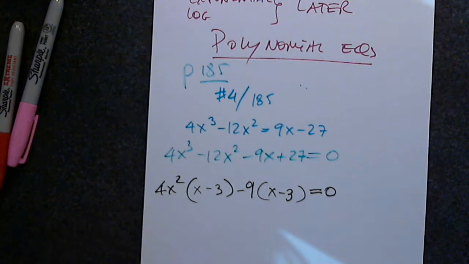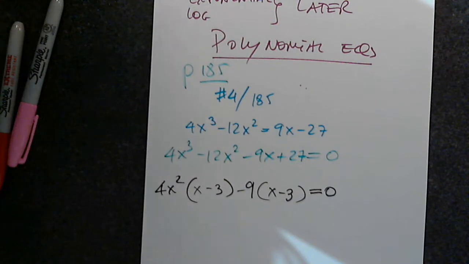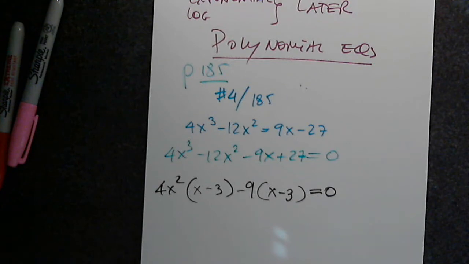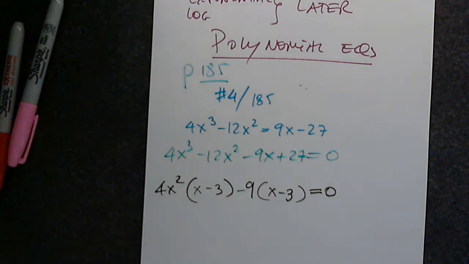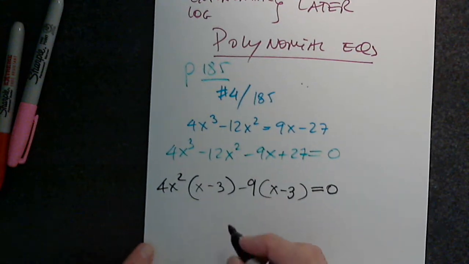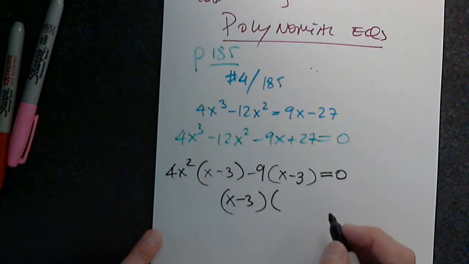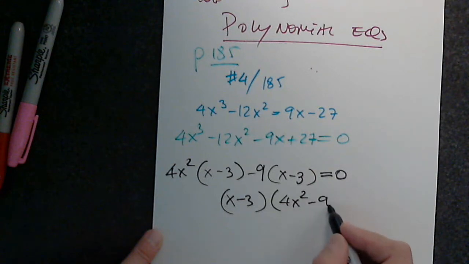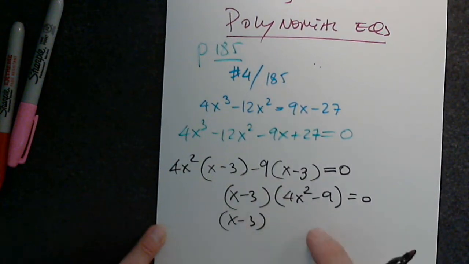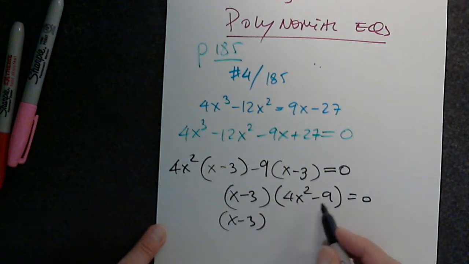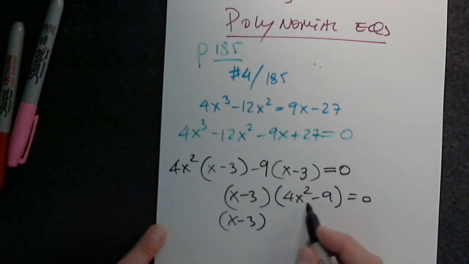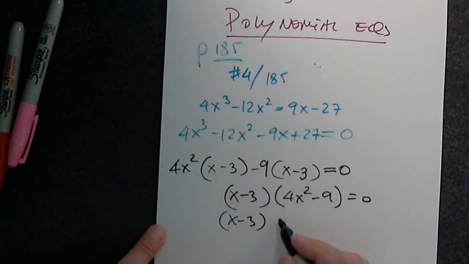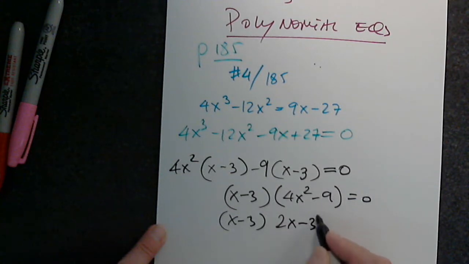Factor. Where does that come from? Okay, so then we factor out the common factor, which is x minus 3. 4x squared minus 9. And then x minus 3, we know how to factor this. We studied it last time. Awesome.